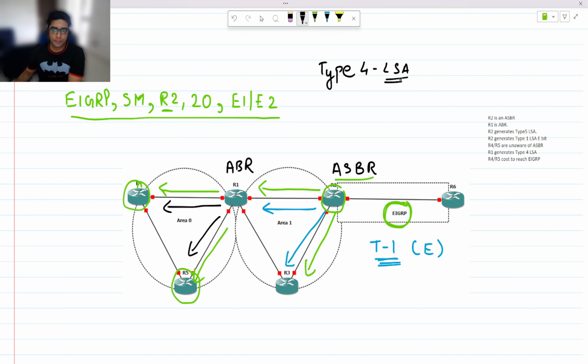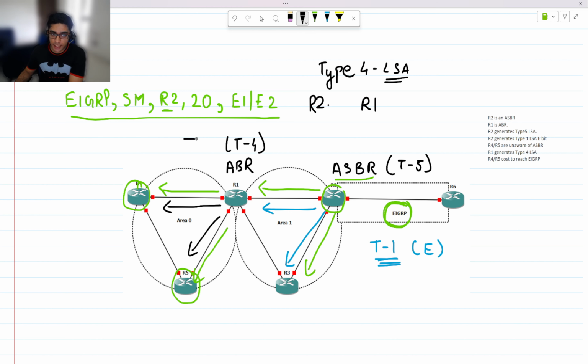Type 4 LSA, meaning that in the type 4 LSA, R1 will say that R2 is the ASBR, and to reach R2, you need to reach out to me. I will forward your data to R2. So in this way, when R1 generates a type 4 LSA, R4 and R5 know how to reach the ASBR, and that is through R1. So your ASBR generates a type 5 LSA, and the ABR generates a type 4 LSA.